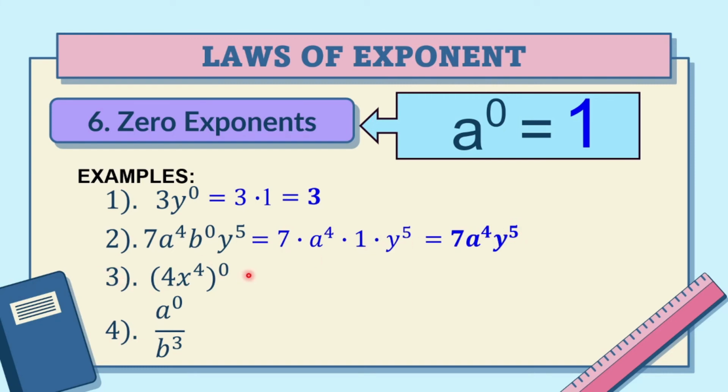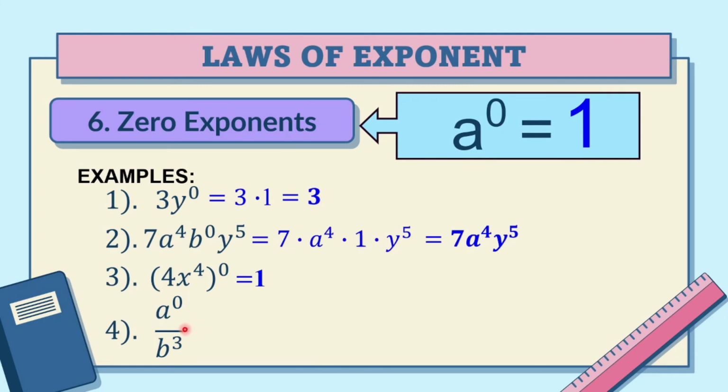Okay, number 3. Okay, kung papansinin, naka-quantity siya. Ibig sabihin, sasakop niya yung buong coefficient and variable, which is naka-raise sa 0. Automatic, ang sagot dyan is 1.